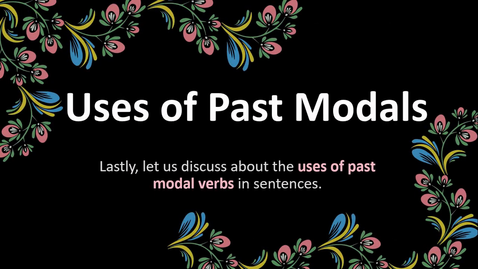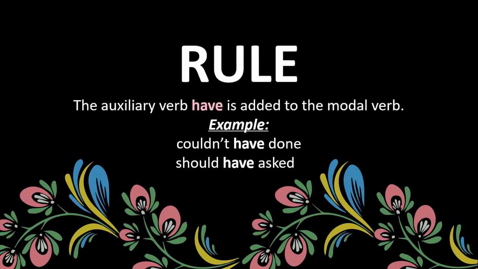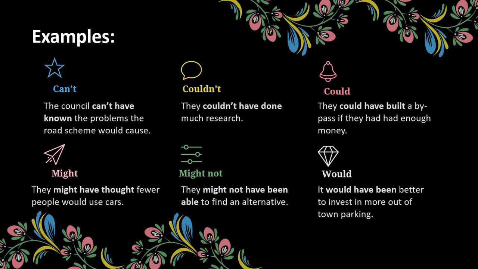Lastly, let's discuss the use of past modal verbs in sentences. The past form of modals is used to analyze and speculate about past events. And we do have one rule of thumb. The auxiliary verb have is added to the modal verb. For instance, couldn't have done, should have asked. Let's use these examples or rules in sentences.